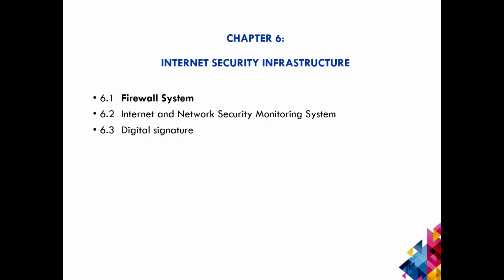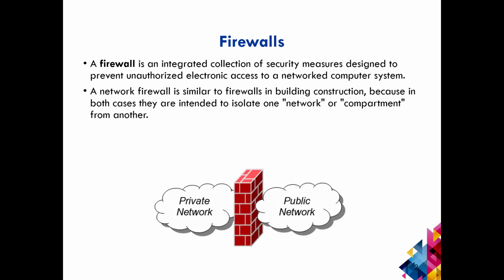And we are moving to the last phase of our classes, where we have a few weeks before the final exam. So this is chapter 6 that we're going to discuss with three main topics: firewall system, internet and network security monitoring system, and the last one, digital signature. We're going to discuss a bit about digital signature, but this one is notes for chapter 6 part 1. We're going to discuss the firewall.